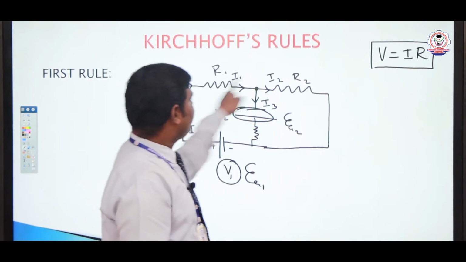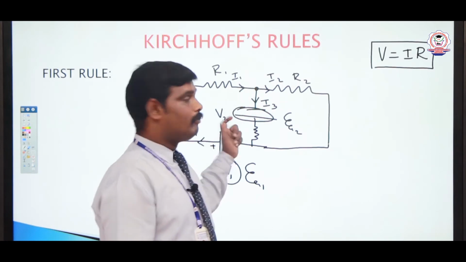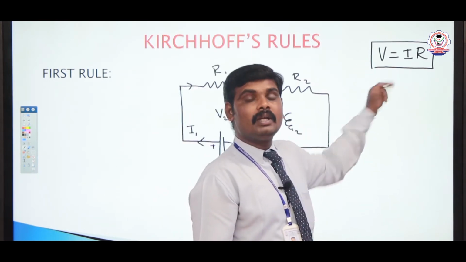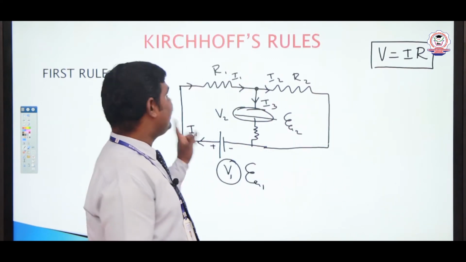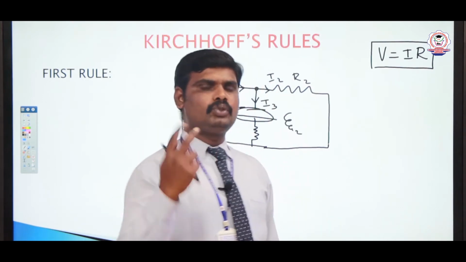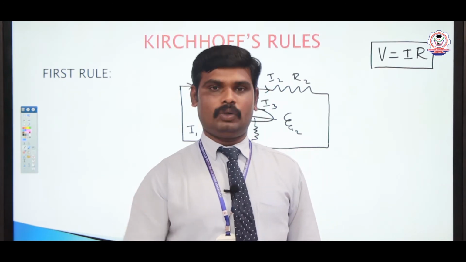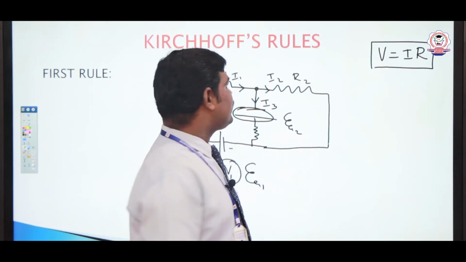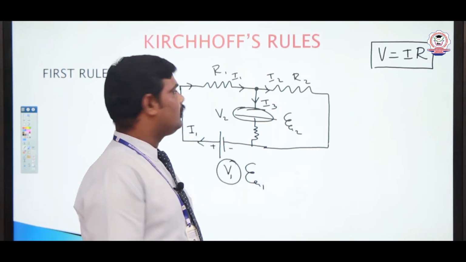So here we have the critical circuit. We cannot find out the current by using Ohm's law alone. That's why one more set of rules is introduced, that is Kirchhoff's rules. In Kirchhoff's rules, we have two rules. One is the current rule and another one is the voltage rule. Kirchhoff's first rule is also called the current rule.